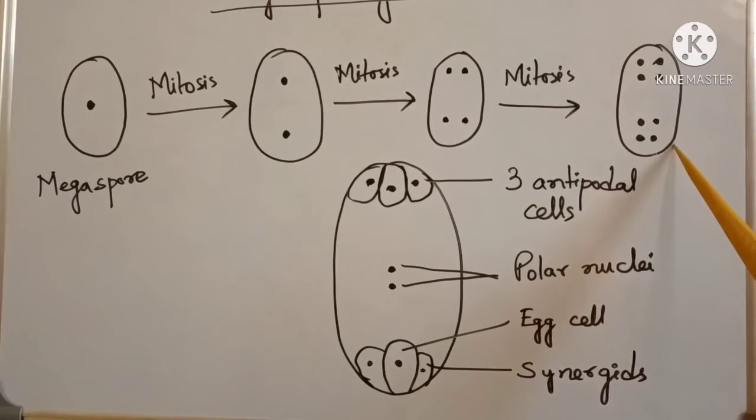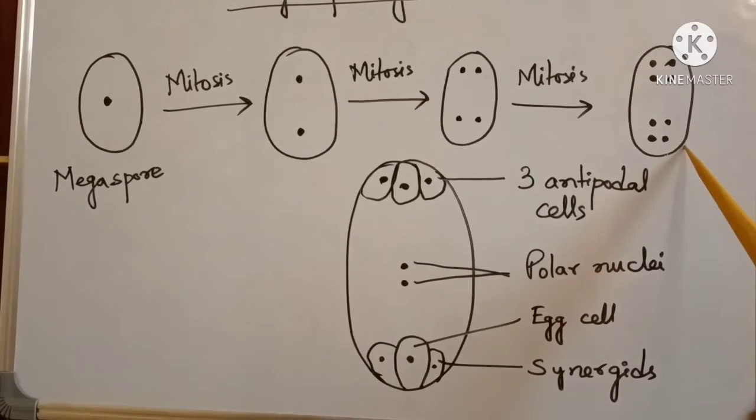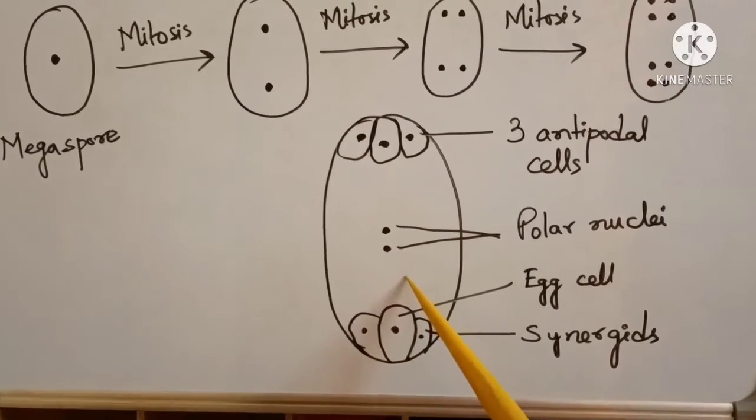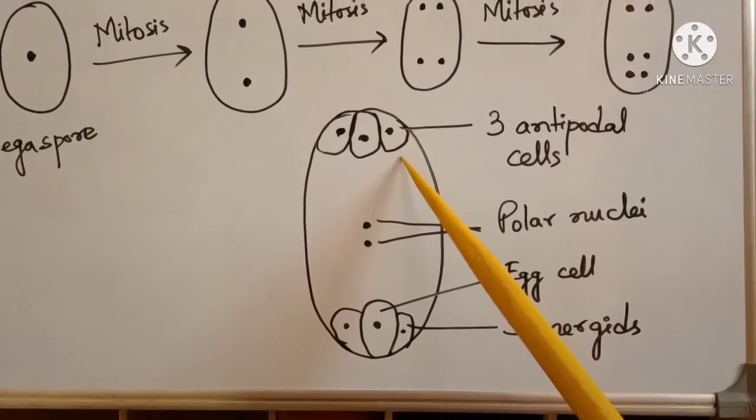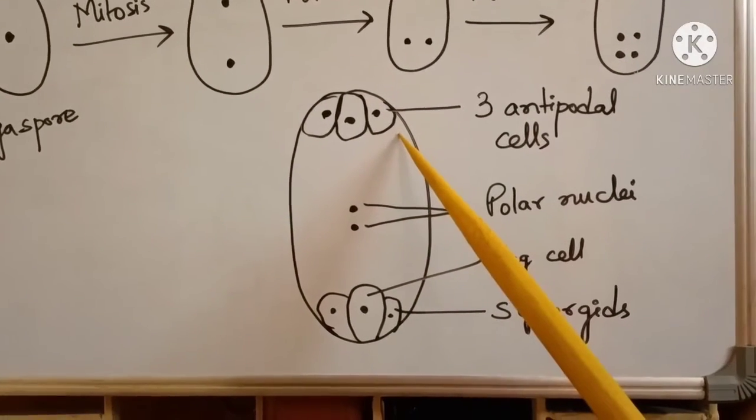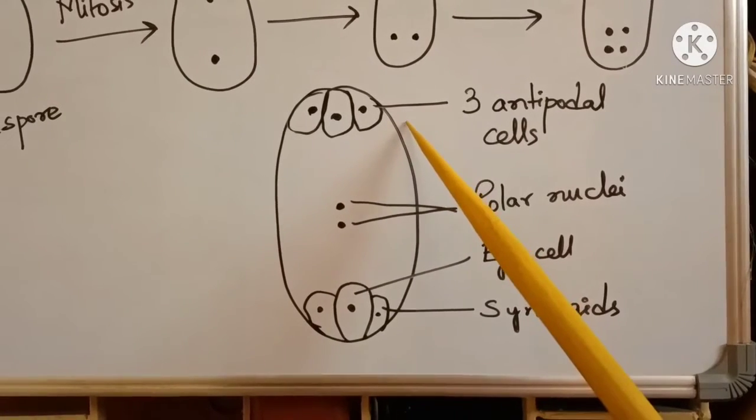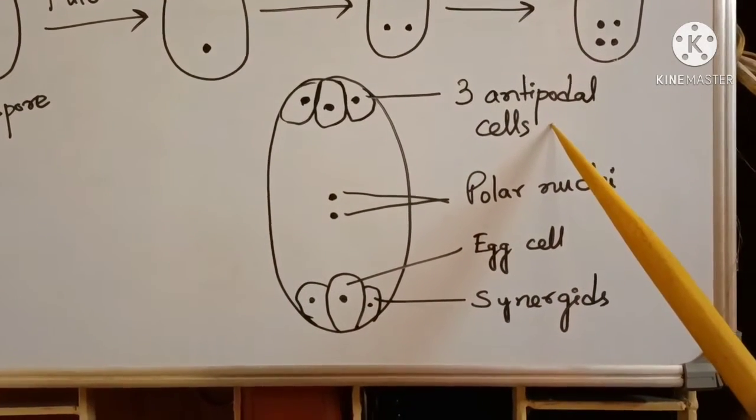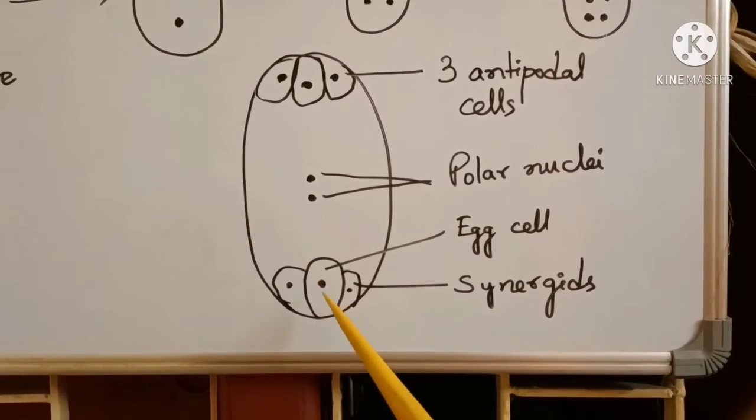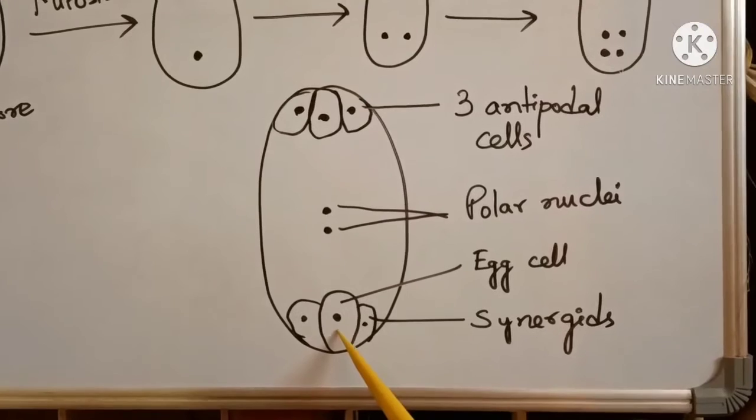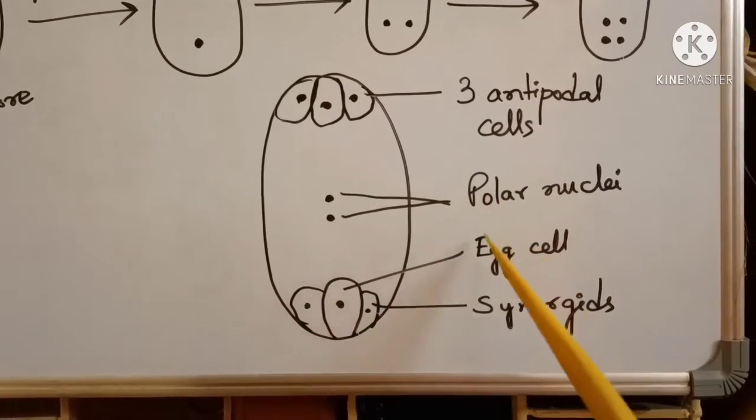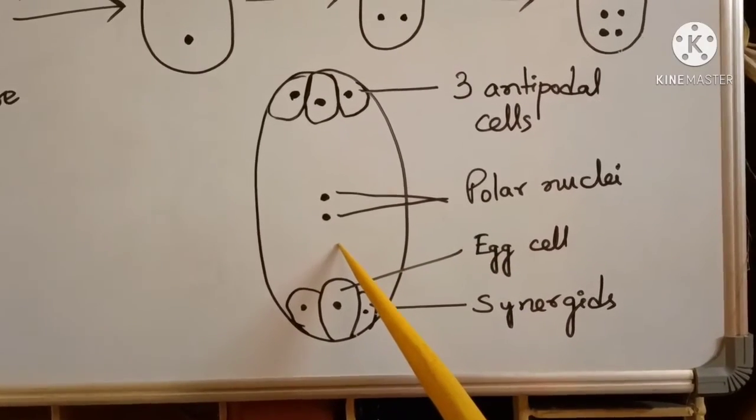These 8 nuclei which are present here get incorporated into a certain arrangement. This is the structure of the embryo sac, which you can see here. As you can see there, 3 nuclei with a certain amount of cytoplasmic content have come towards the chalazal area, where they form 3 antipodal cells. Towards the micropylar region, we find 1 egg cell. This is the most important cell which will be forming the embryo. The 2 synergids are present on the 2 sides, and we find the polar nuclei right at the center.